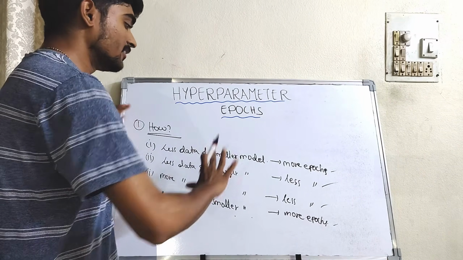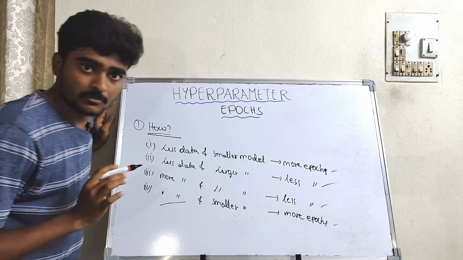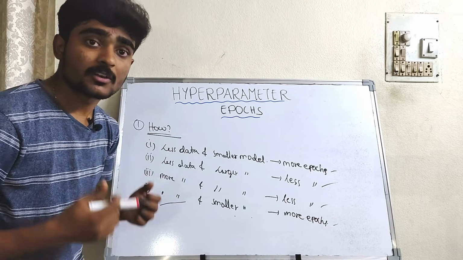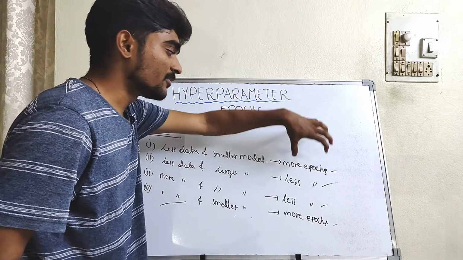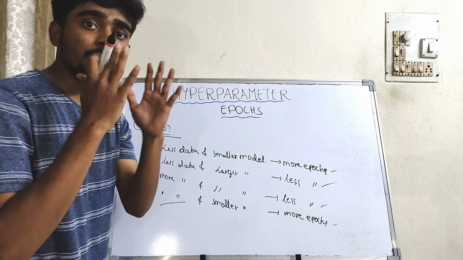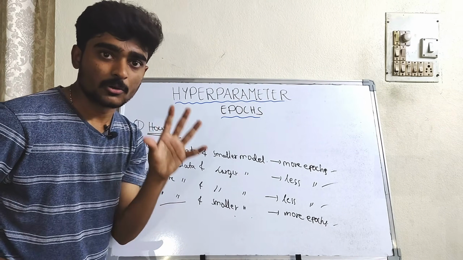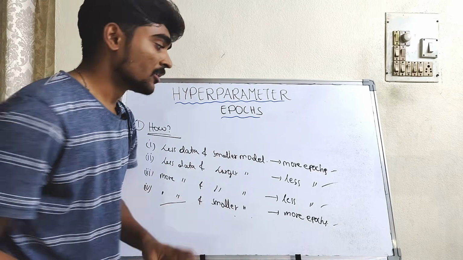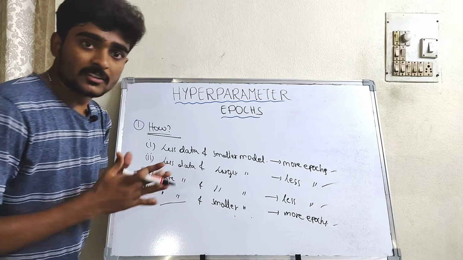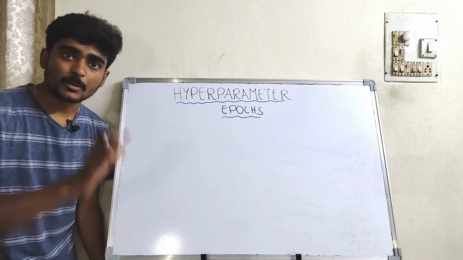When you observe these four cases, I'm not specifying any particular numerical value, I'm just saying more epochs. More epochs means how many epochs? We are only saying more, so in these four cases you are basically setting your epoch value as a random value. In the next section of the video we'll discuss the problem of setting a random number of epochs.